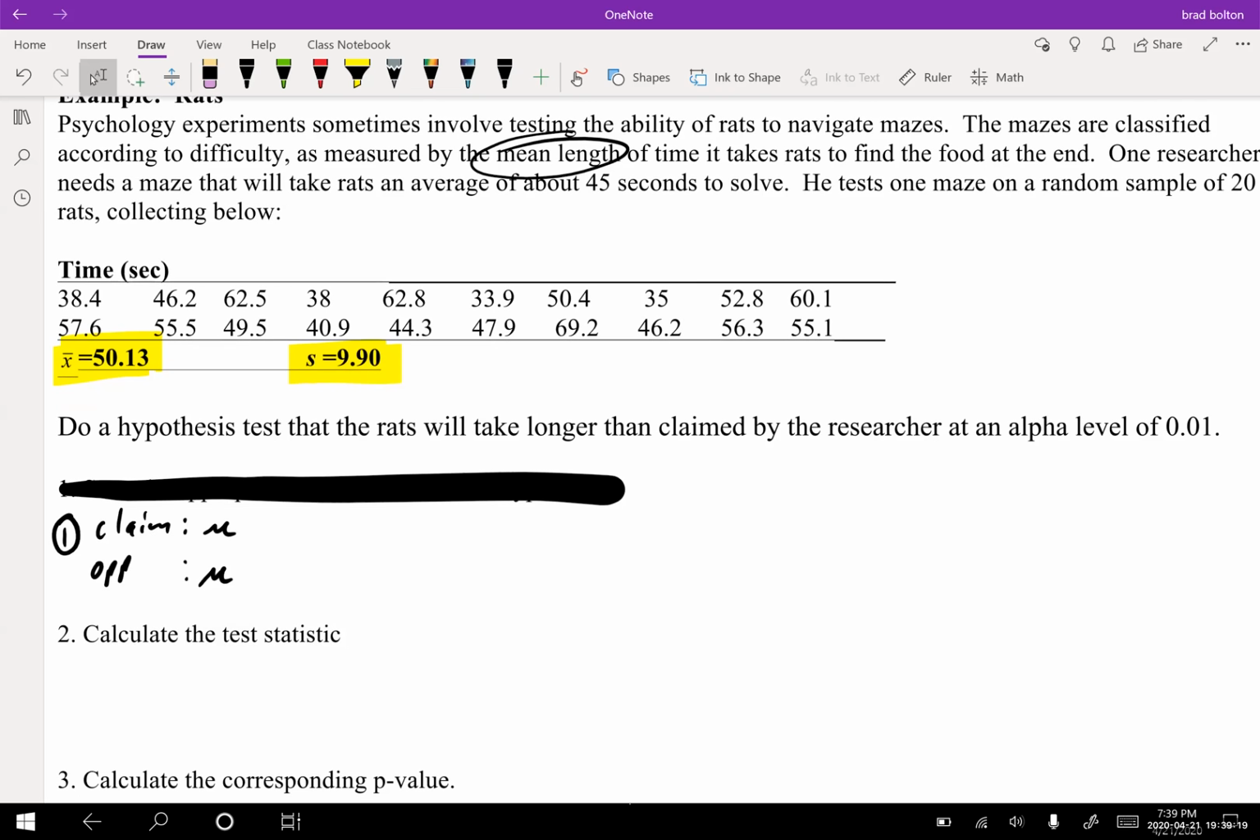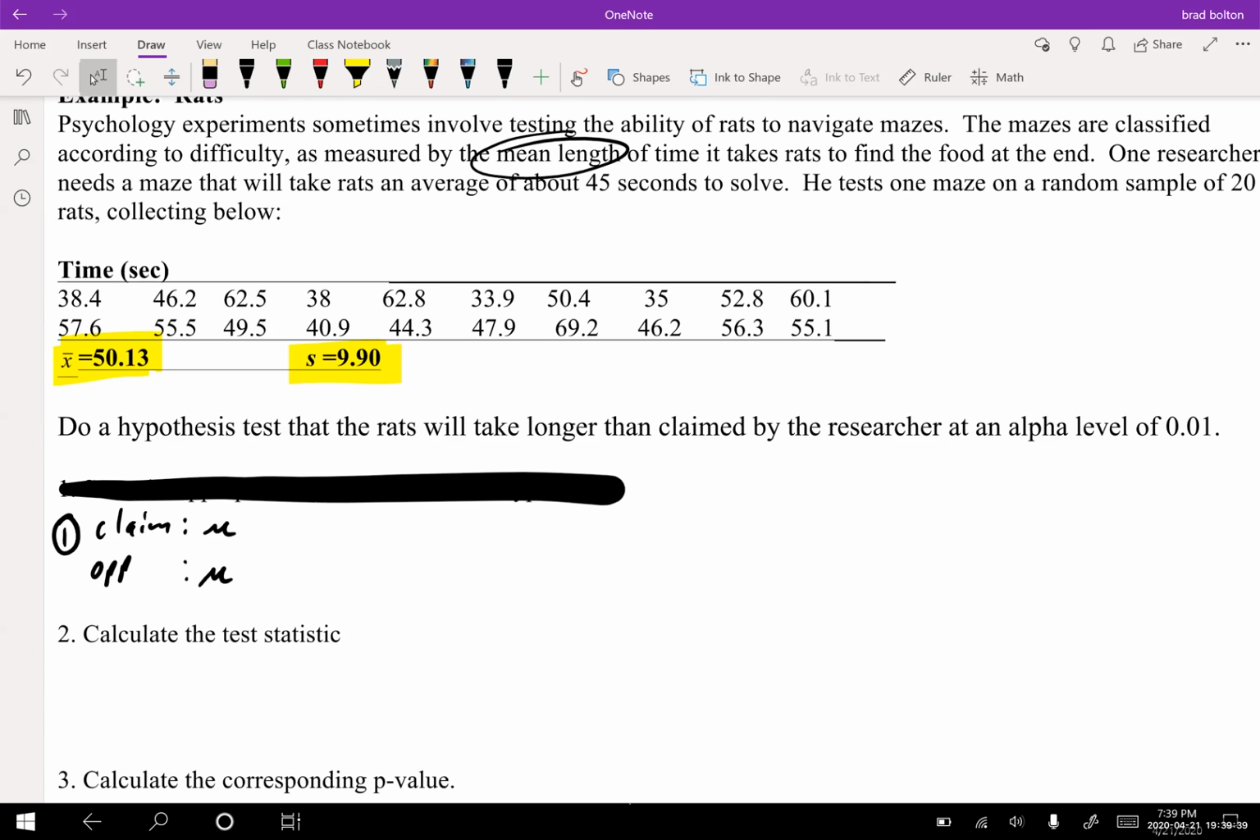So what is the time we're dealing with here? We're dealing with 45 seconds. He needs it to be about 45 seconds. So the mean amount of time for the maze, let's read it again. One researcher needs the maze that will take rats an average of about 45 seconds to solve, okay?